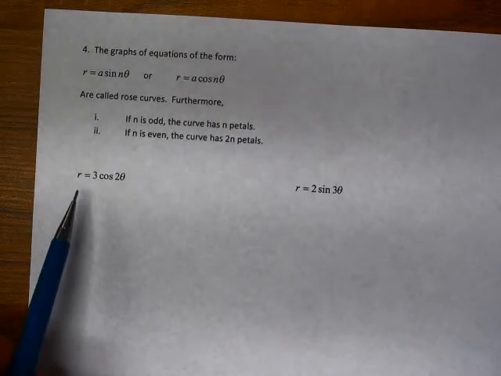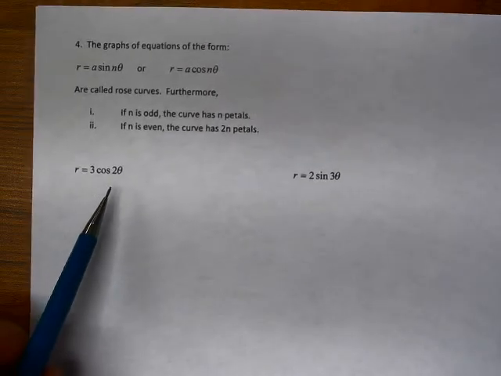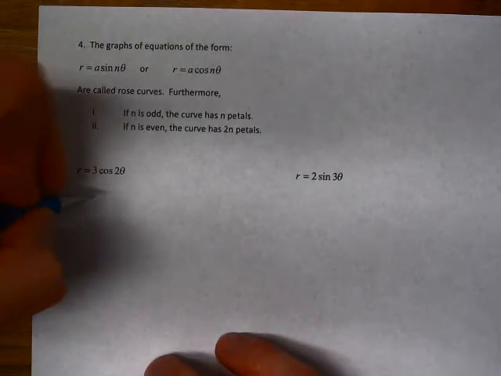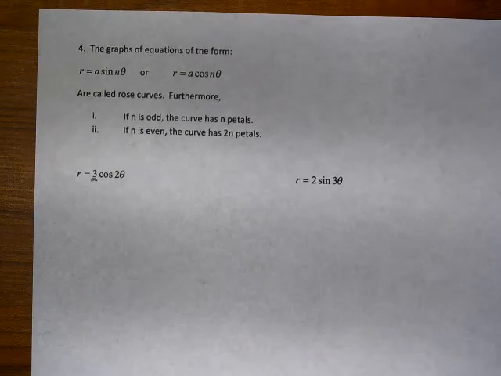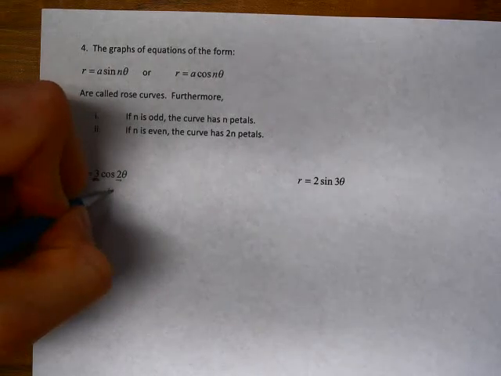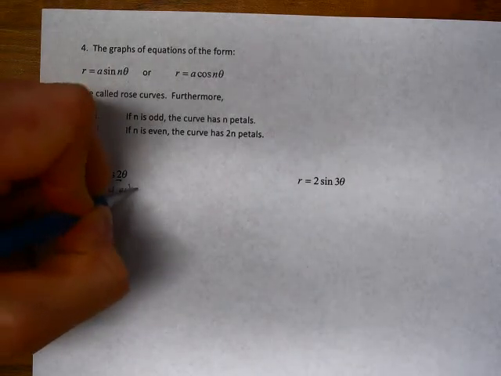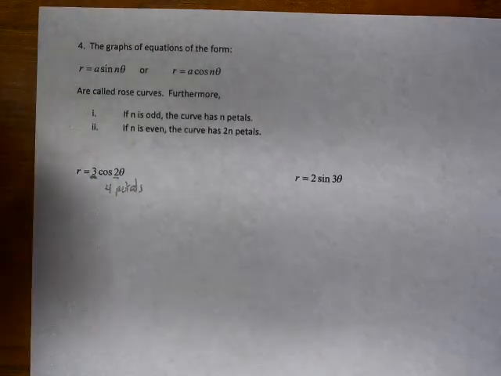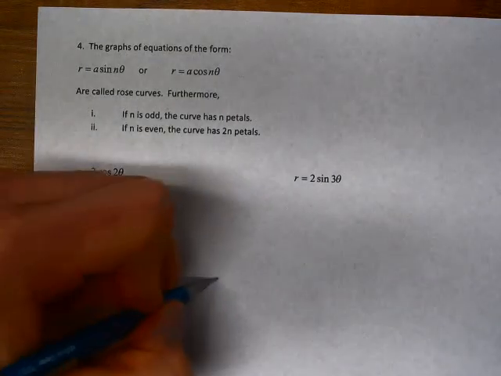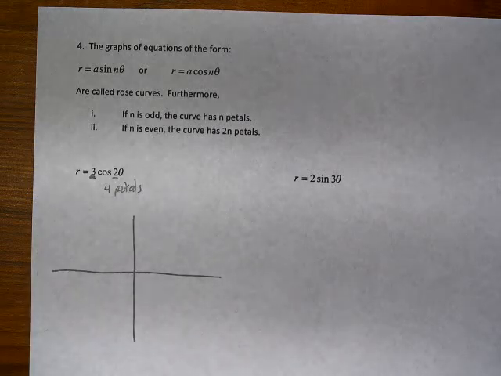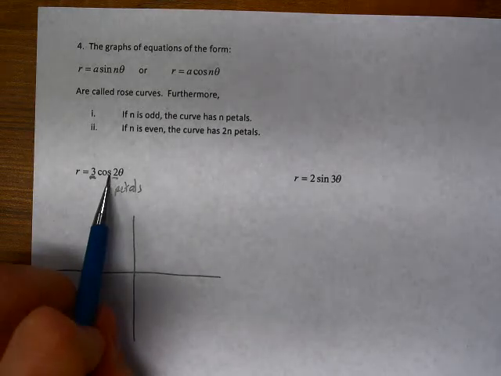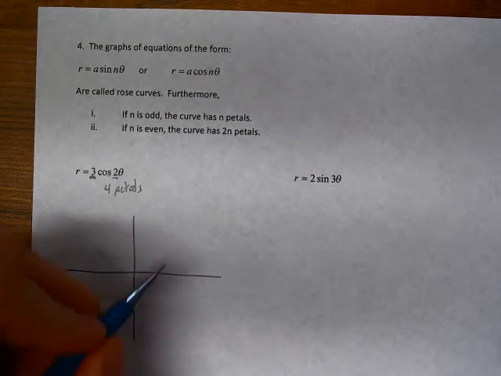So let's take a look at r equals 3 cosine of 2 theta. We know the maximum length, or the length of each petal, is going to be 3. And since it's a 2 theta, we know we're going to have double that number of petals, so we're going to have 4 petals, and they're all going to be equally spaced. So for a cosine, think about when the maximum cosine, we're going to get the maximum cosine when theta is equal to 0.